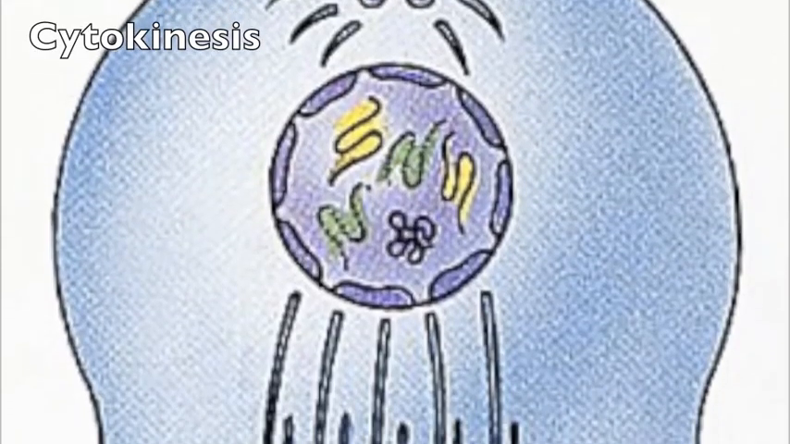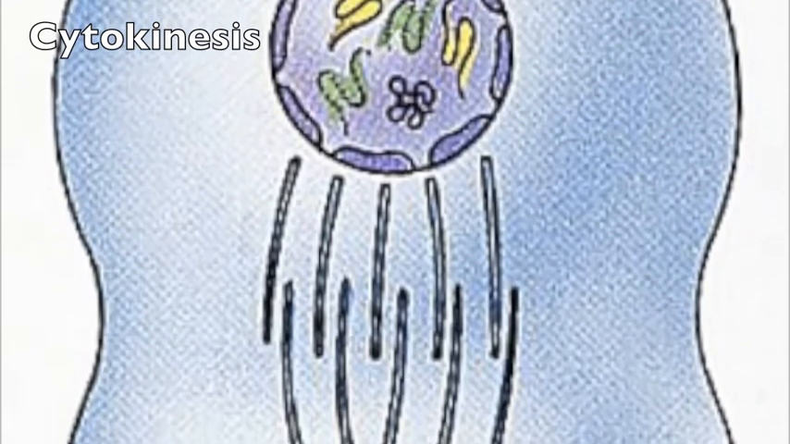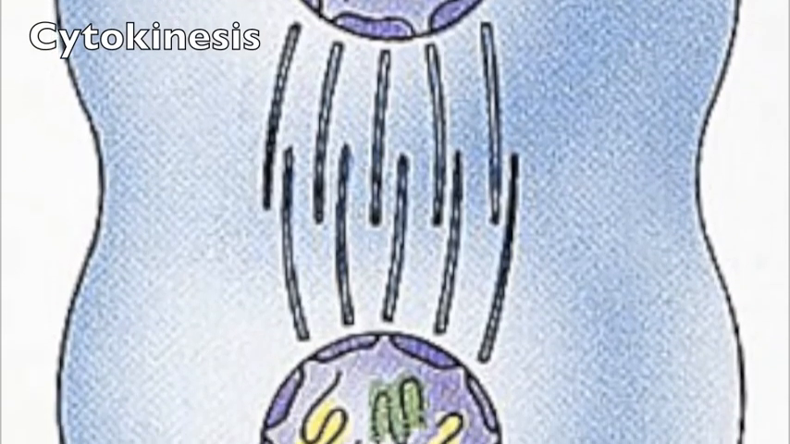Cytokinesis is the last phase of mitosis. It is the process of splitting the daughter cells, where the cell pinches inwards. At the end of this, both cells should have an identical amount of chromosomes, and mitosis is complete.